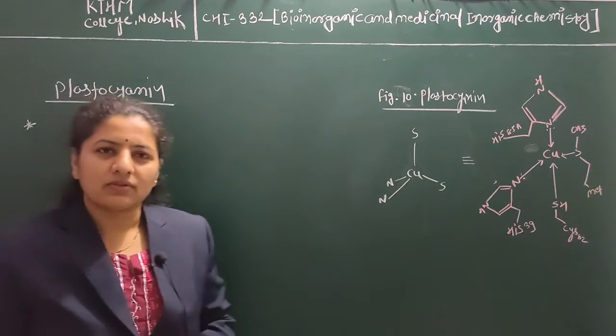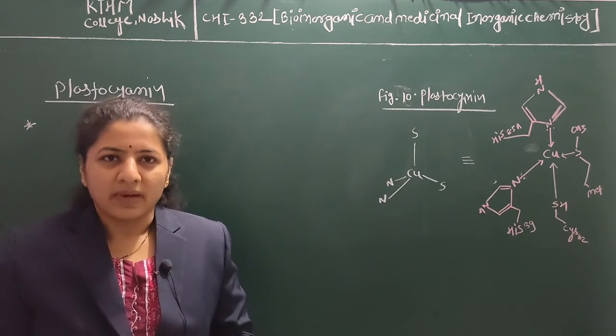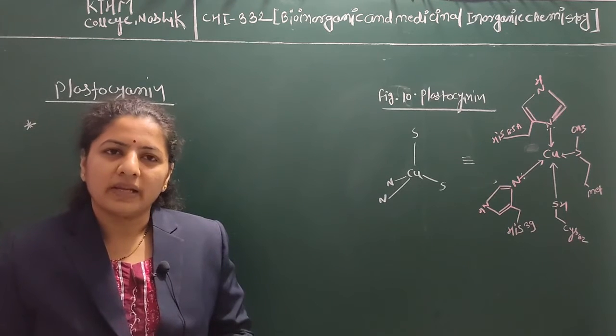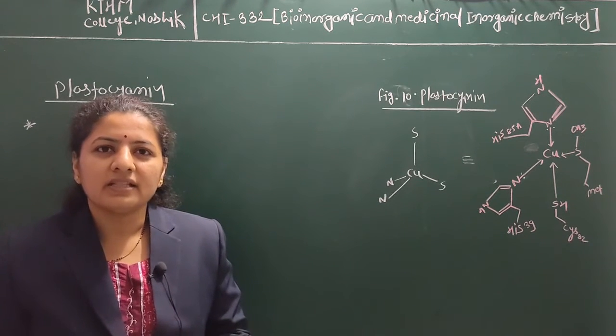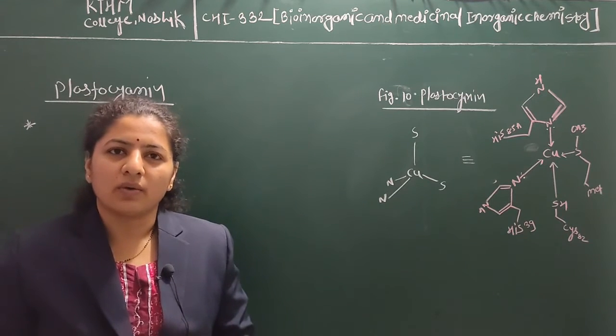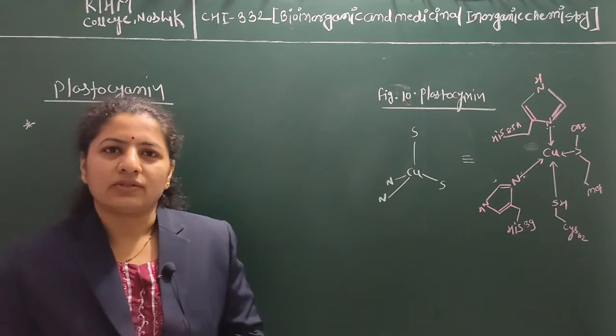Plastocyanin, as we know, is a blue copper protein. It is found in plants, where it plays a very important role in photosynthesis. It is an intensely blue copper protein. So let's discuss the structure of plastocyanin.